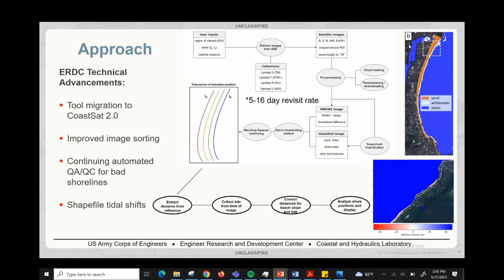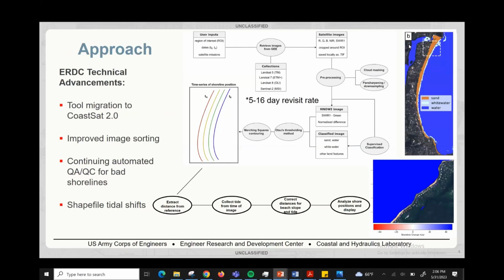Just briefly on the methodology, this algorithm leverages the Google Earth Engine to ingest imagery from the 3 Landsat satellite missions, as well as Sentinel-2. These range in resolution from 10 to 30 meters. The great part of using all these different missions is we have revisit rates of between 5 and 16 days. So it's an immense amount of data.